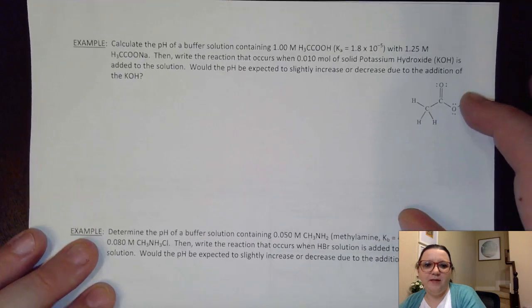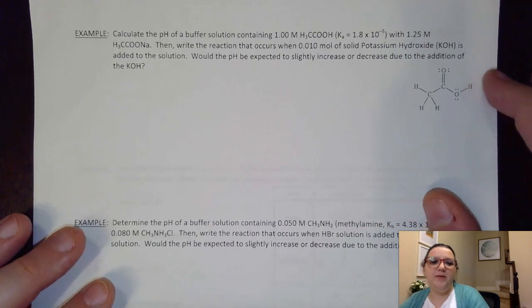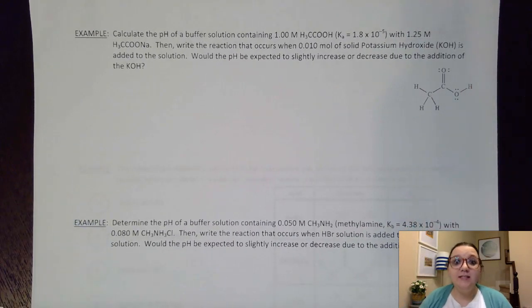All right. It wants us here to calculate the pH of a buffer solution containing 1.00 molar H3CCOOH, and they give us a Ka value, with 1.25 molar H3CCOONa.